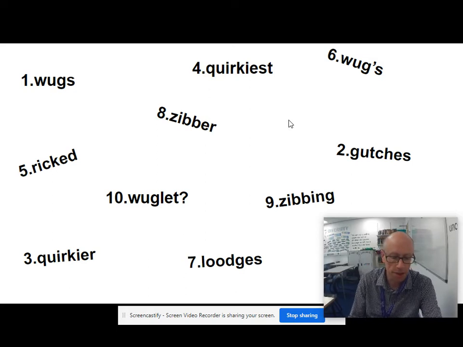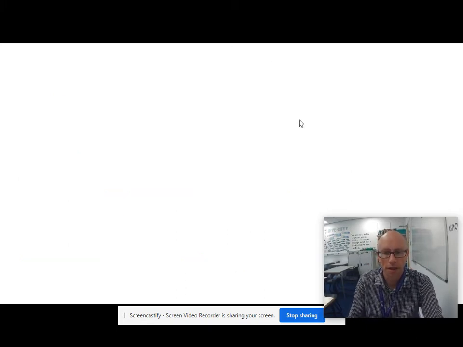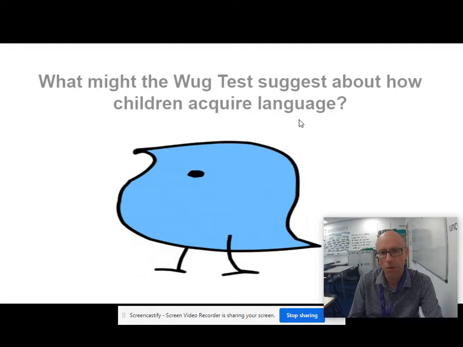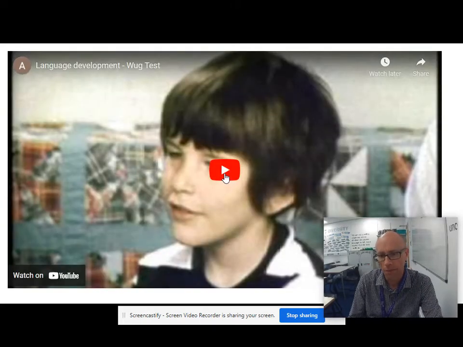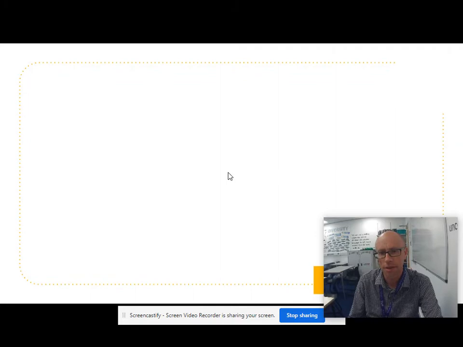This is the WUG test. Though, what's the point of it? So how might this test explain how children acquire language? Let's have a think about that. What's the point of the test? While you're thinking about that, have a look at a five-year-old in the 1970s doing this test.